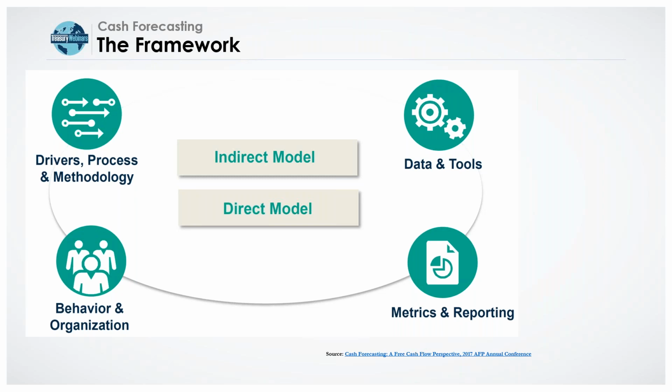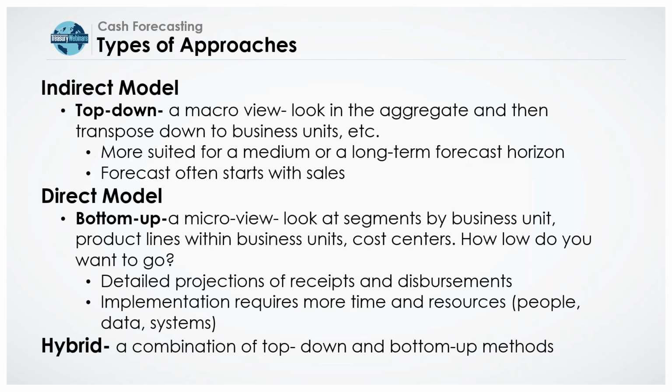So this is a representation here. The first thing is really, okay, we want to look at the indirect model or a direct model. So just real quickly, those of you who aren't really in the how in terms of cash forecasting, there's types of approaches. Top down is really a macro view, look in the aggregate and then transpose down to business units. So that's really more suited towards our medium or long-term forecast. So probably a little bit more on the balance sheet side and maybe the capital structure side.